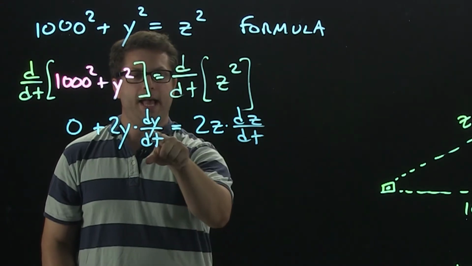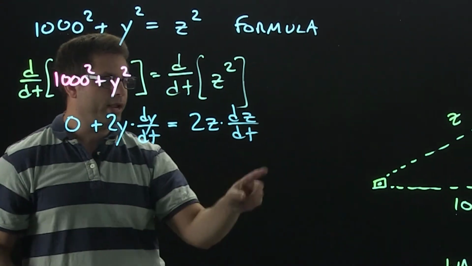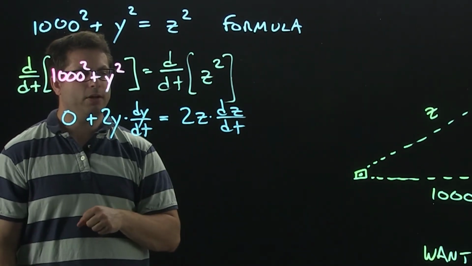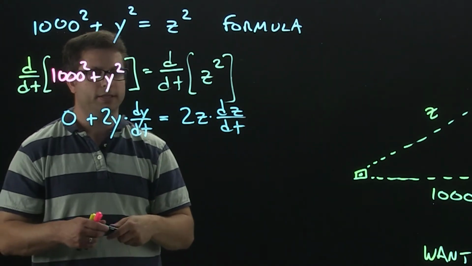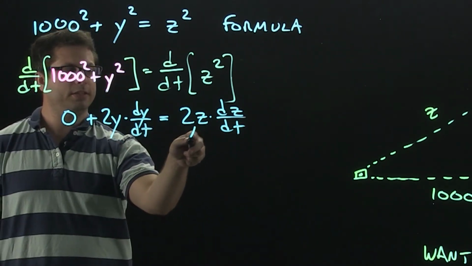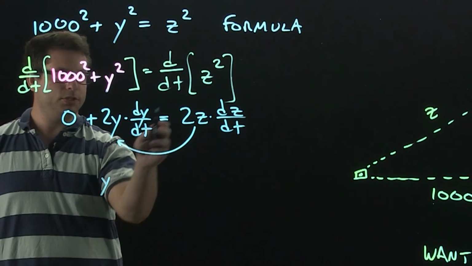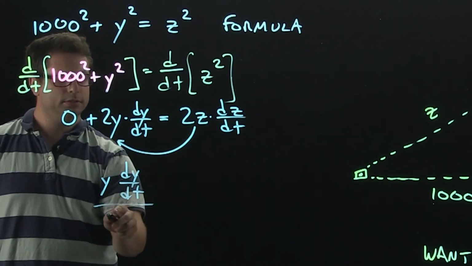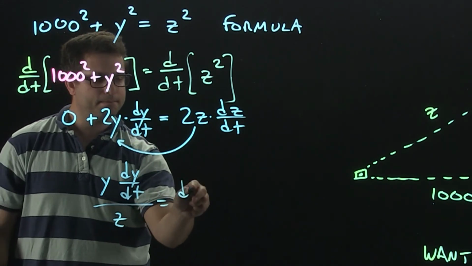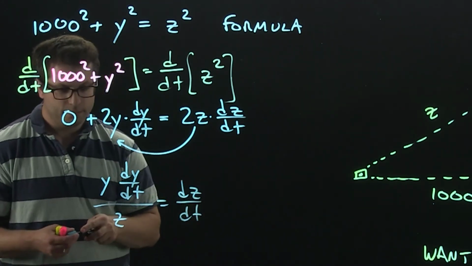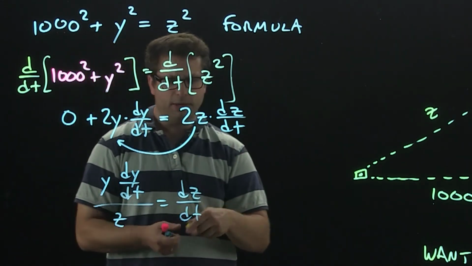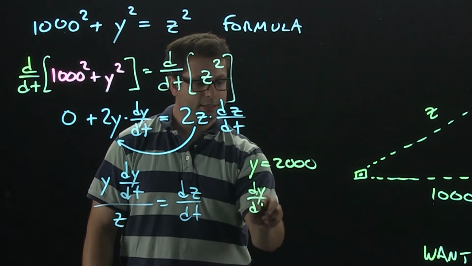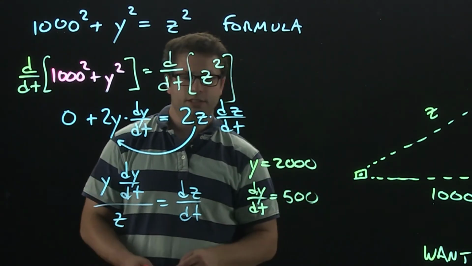Okay. So I have dy/dt. I know y right now because it's going to be at 2,000 feet. What I don't know is z, so we're going to have to figure that out. But right now, let's solve for dz/dt since that's what I want. I'm going to divide the 2z over, and the 2 is going to cancel, so I get y dy/dt all over z. Like I said, we know y is 2,000, we know dy/dt is 500, but I don't know z.